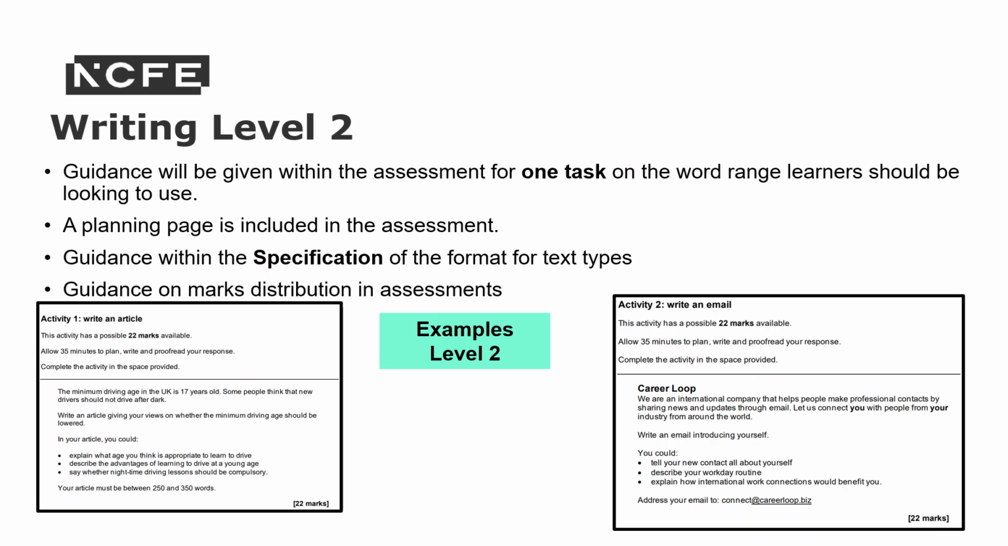And here we have examples of the types of questions for Level 2. So you've got write an article, and then the other one is write an email. You can see with the first one, it does say that it needs to be between 250 and 350 words. However, you can see for the email that it doesn't give a word count, but it should be at least 100 words as well.